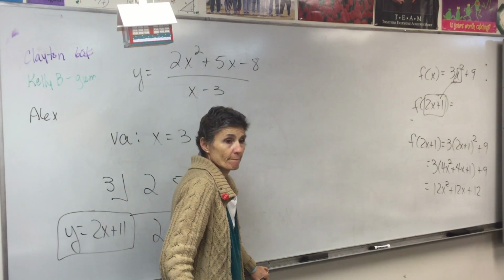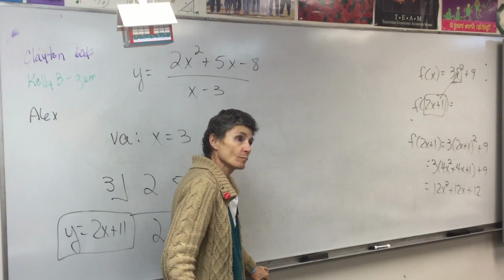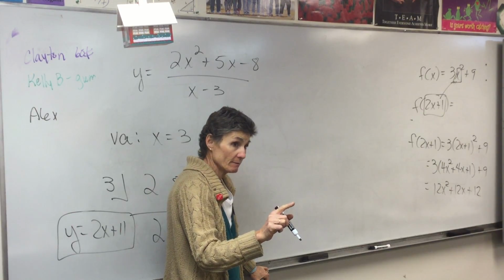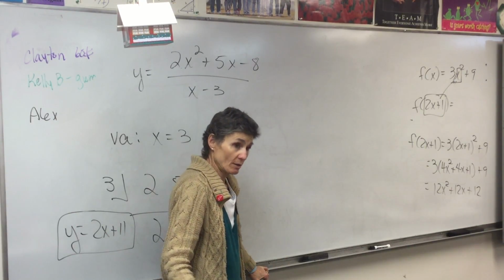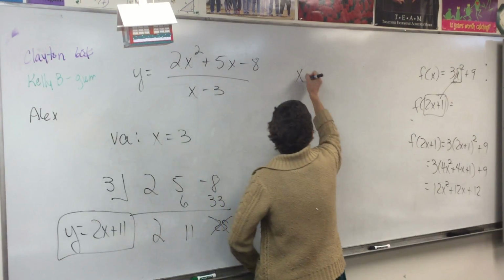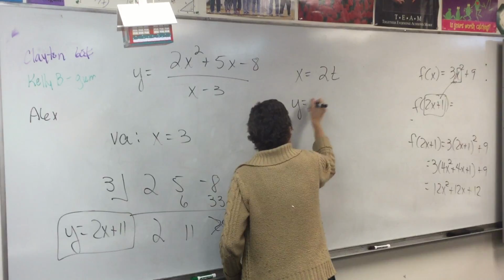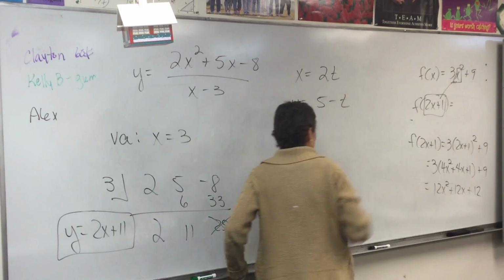There's one like number 24. It says find the function. A function is defined parametrically by x equals t squared minus 1, y equals... Okay, now I already did one of those today. You know that, right? Yeah. But you want me to do another one? Yes. Okay, so x equals 2t and y equals 5 minus t.